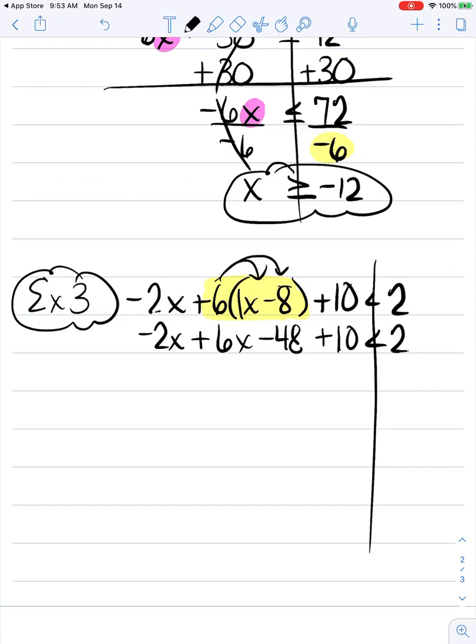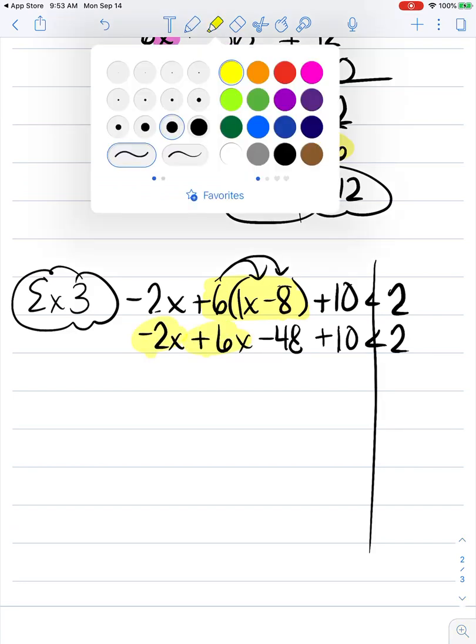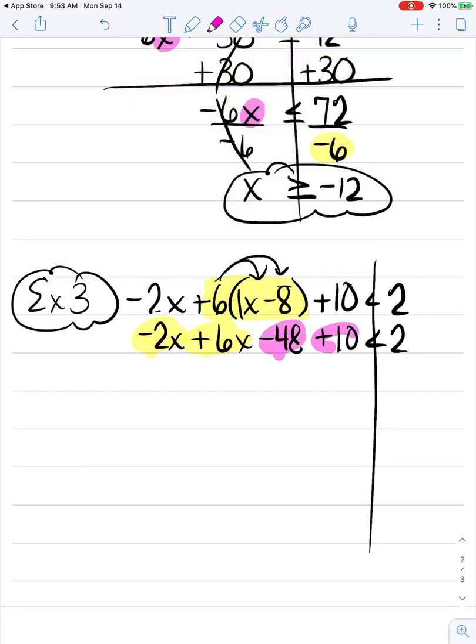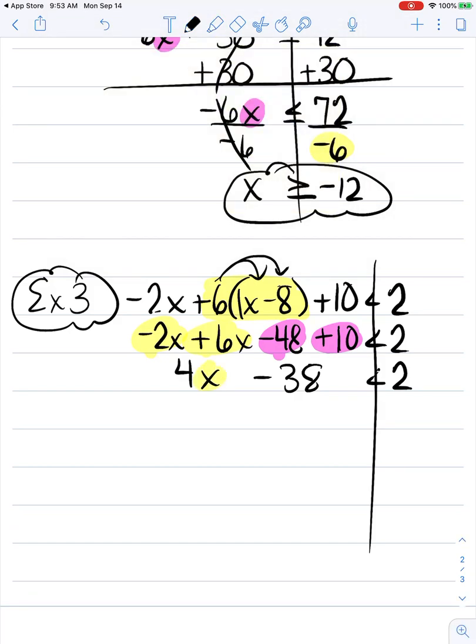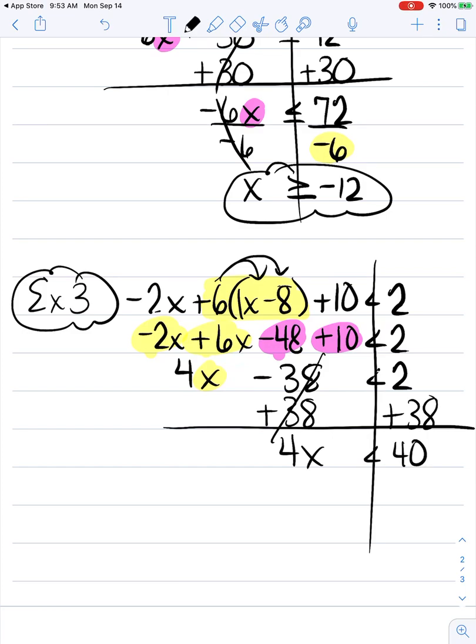My next step says to combine like terms. And I notice I have negative 2x plus 6x. And then I have negative 48 plus 10. So let's combine those like terms. I have 4x. Negative 48 plus 10 is negative 38 is less than 2. And now I'm going to isolate my variable. So I'm going to add 38 to both sides. We always add or subtract first, whichever is the opposite. So I've got 4x is less than 40.